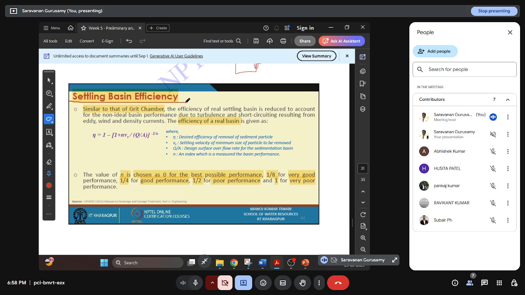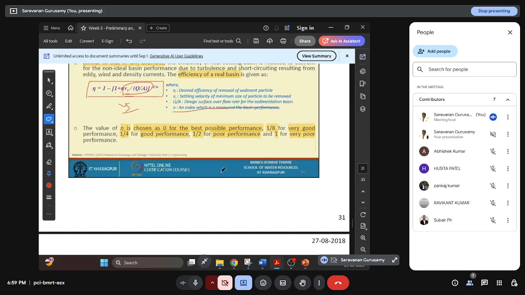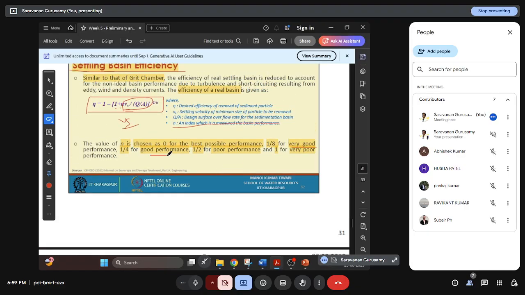Settling basin efficiency will be calculated with this formula: 1 plus n Vs, that is the settling velocity, Q by A. So we know Vs by V naught, this is Vs by V naught into n. This n is an index based on the basin performance. So if it is very good or very poor performance, n can be chosen.